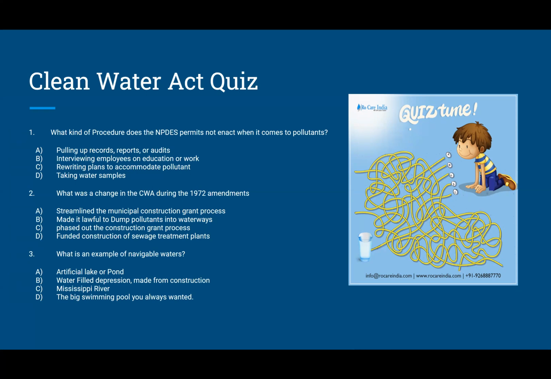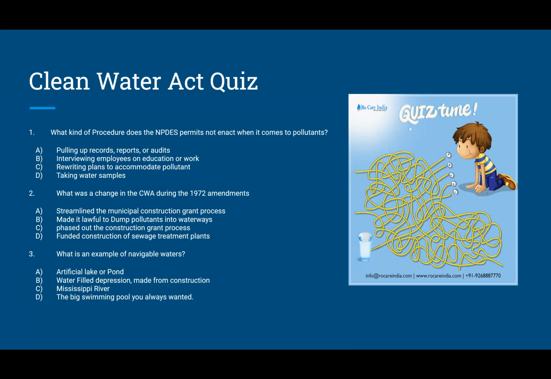Number 2, what was a change in the CWA during the 1972 amendment? Was it A, streamlined the municipal construction grant process? B, made it lawful to dump pollutants into waterways? C, phased out construction grant process? Or D, funded construction of sewage treatment plants? Answer is on the next page. Oh, sorry, it's not even the next page. It's the page after the next page.